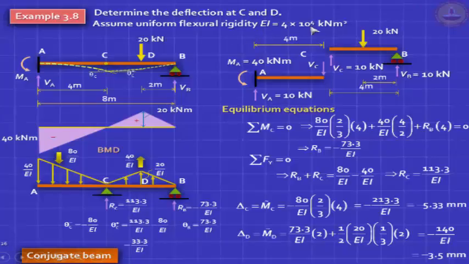EI is given as 4 into 10 raised to 4 kilonewton meter squared. Why is it kilonewton meter squared? Because E has a unit of Newton per millimeter squared or kilonewton per meter squared, and I is millimeter raised to 4 or meter raised to 4. So EI is always kilonewton meter squared. And your final answers, if you get in meters, you have to convert to millimeters and you get 5.33 and 3. These are numbers which are realistic. Real beams will deflect only so much. That's why you don't see them.